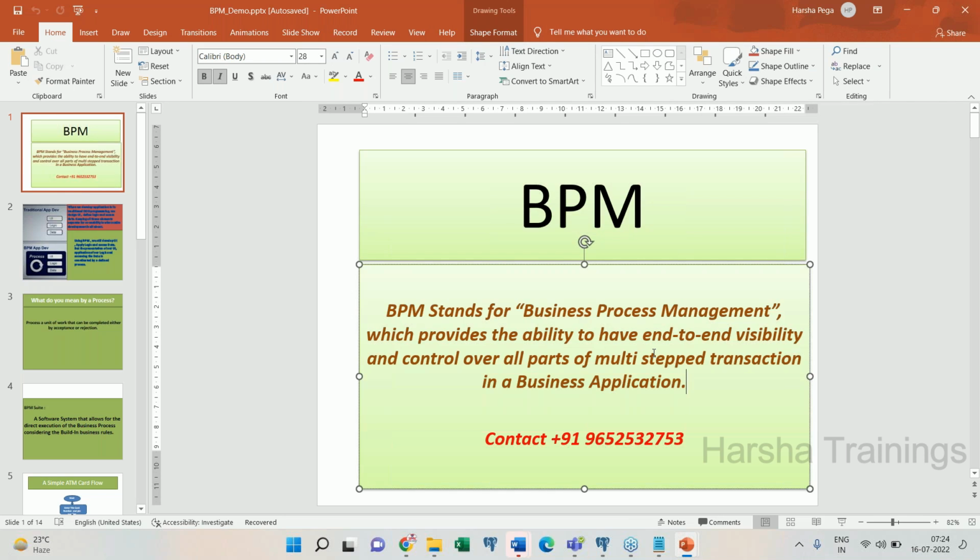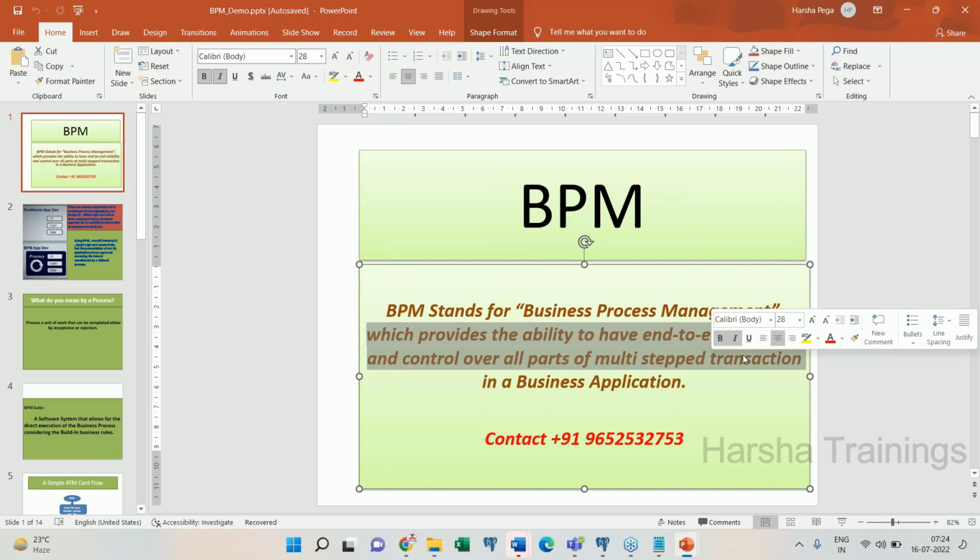Now coming back to this one, you are going to use BPM to develop business process management applications where you are going to design your transactions, which will have multiple steps. It provides the ability to have end-to-end visibility and control over all parts of the business transaction that you are designing.